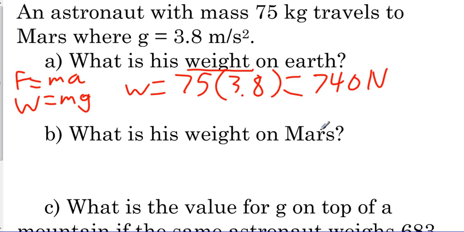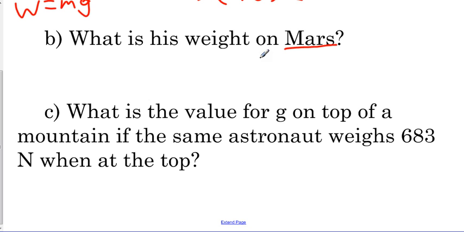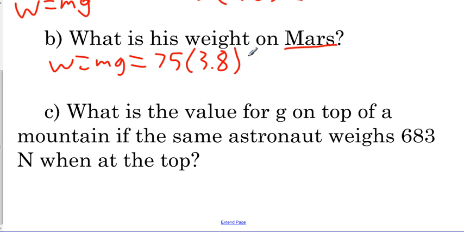If we're looking for his weight on Mars, we're given the G constant for Mars, where it's 3.8 meters per second squared. And so we can do the same equation. Weight is equal to the mass times gravity, which is going to be equal to 75 times 3.8 for Mars, which gives us 290 newtons. So this is the concept of weight. Weight is equal to the mass times gravity.